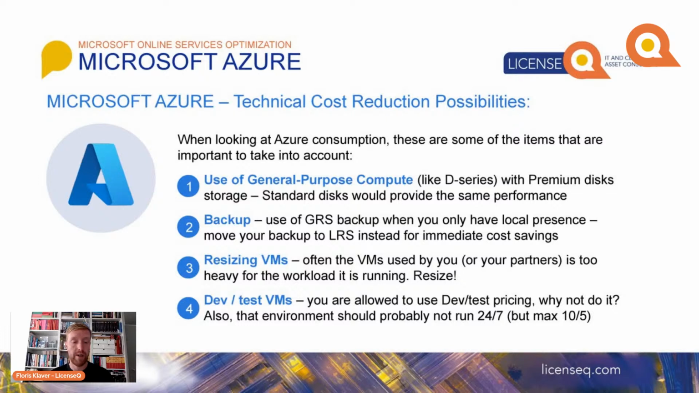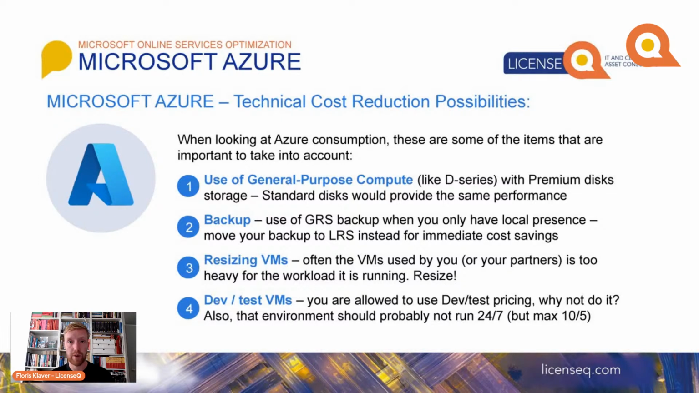You can look for resizing your VMs. So often the VMs you use are too heavy for the workload they're running. A D series is often spun up, but it might be that a different type of VM like B series would do the trick as well and would save you a lot of money. And finally, what we find a lot is issues around dev test VMs.